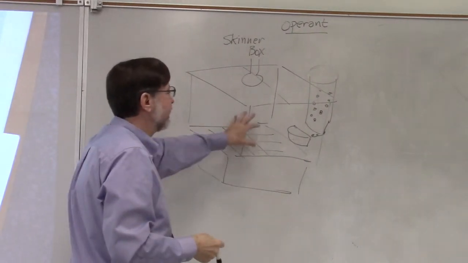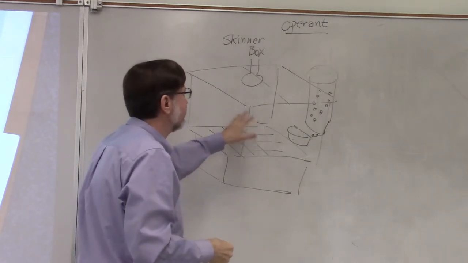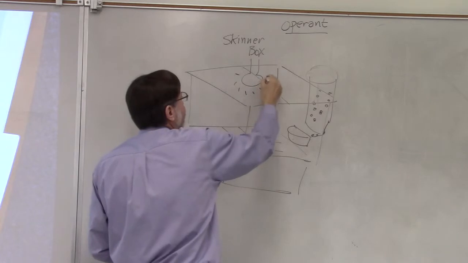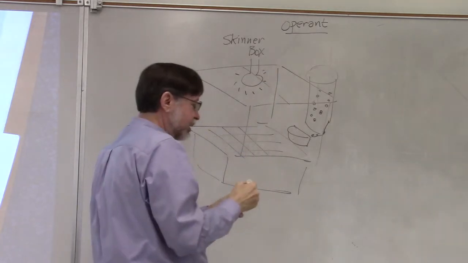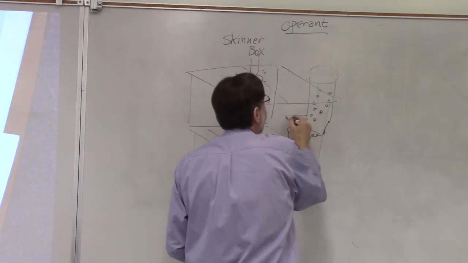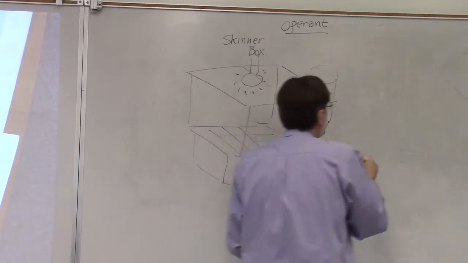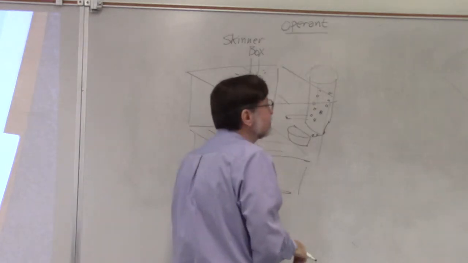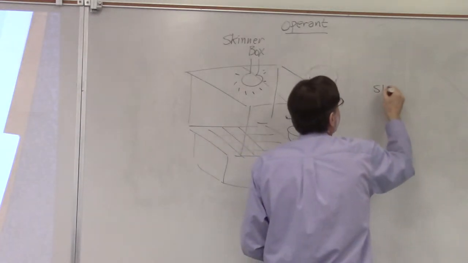And so we've got a rat in the Skinner box moving around. We're going to turn the light on, and we decide we want to train this rat to push a bar. So there's a bar in here, a lever, and we're going to reinforce it with pellets of food. This is called shaping.